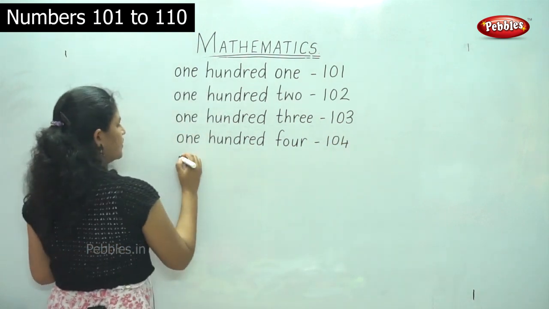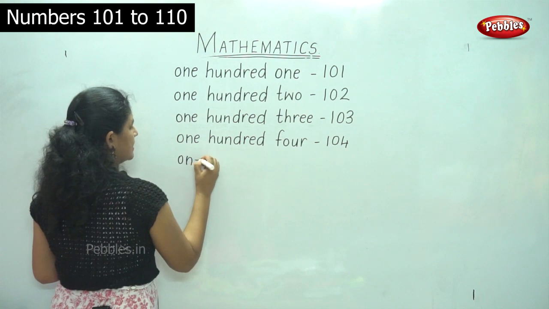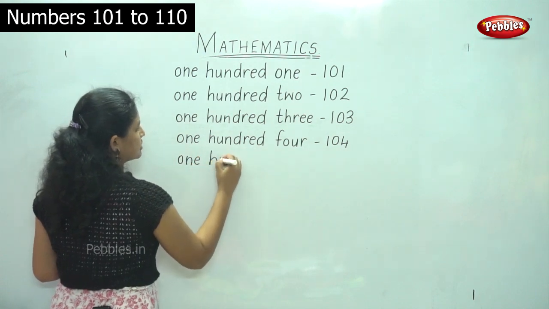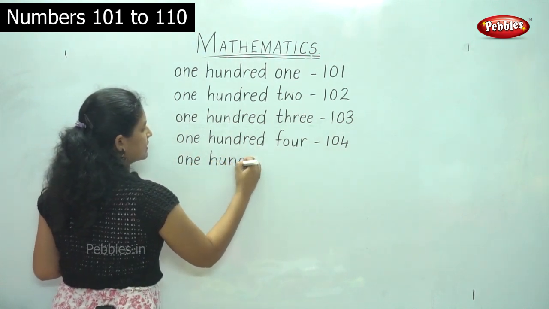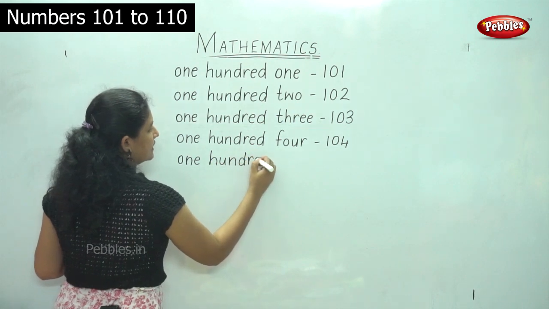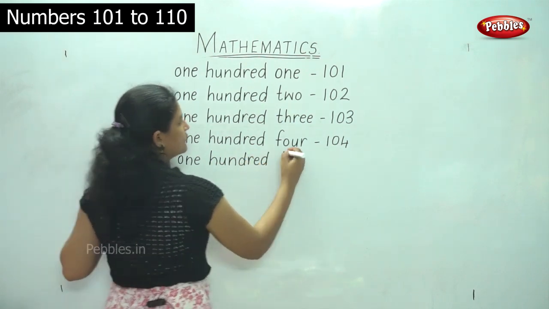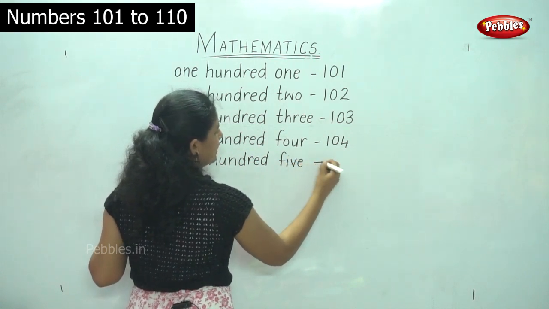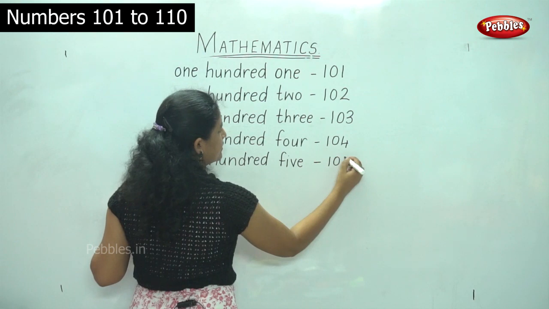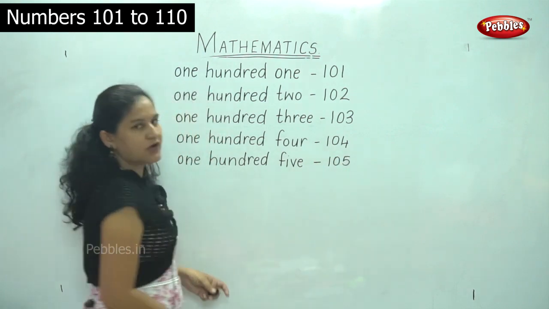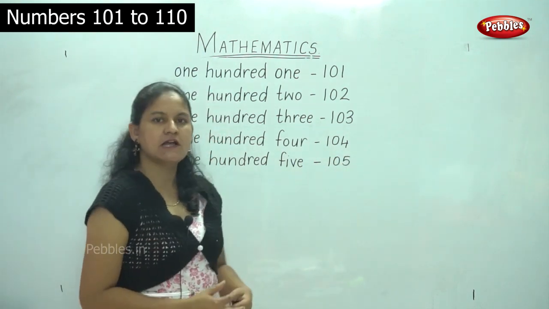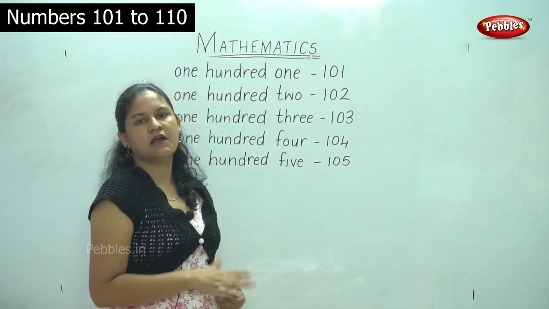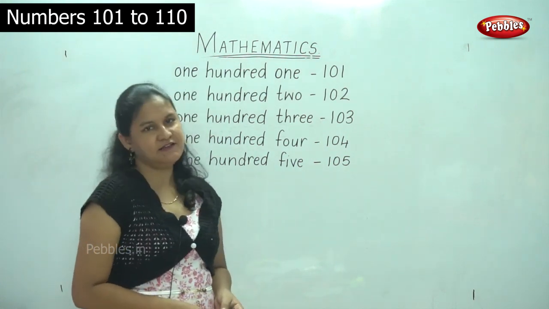And next is O-N-E, 1, H-U-N-D-R-E-D, 105. F-I-V-E, 5, 105. So we are going to say the number names again for the numbers 101 to 105.